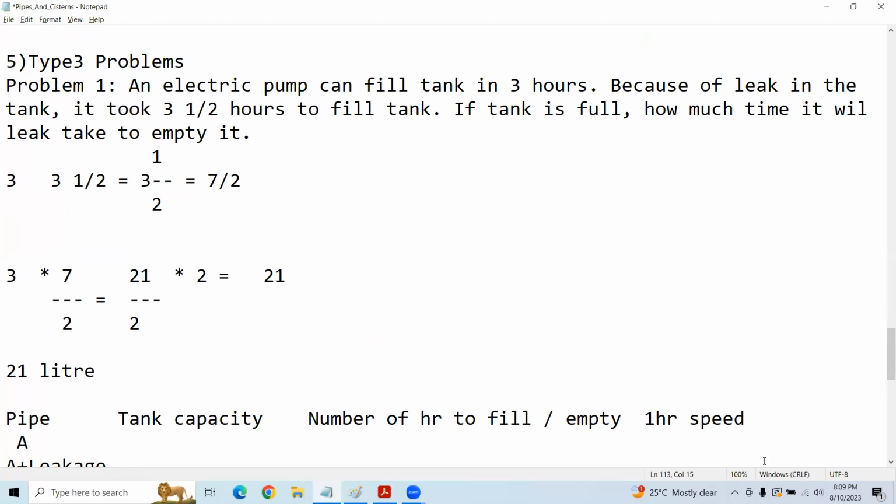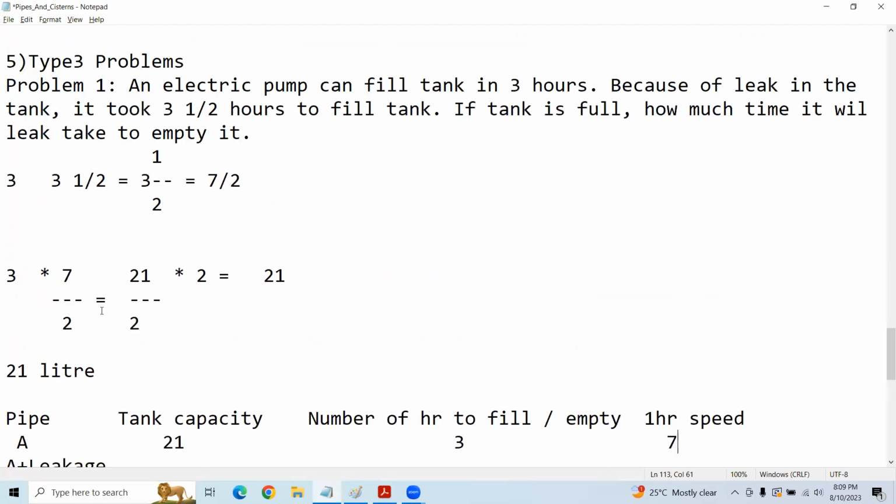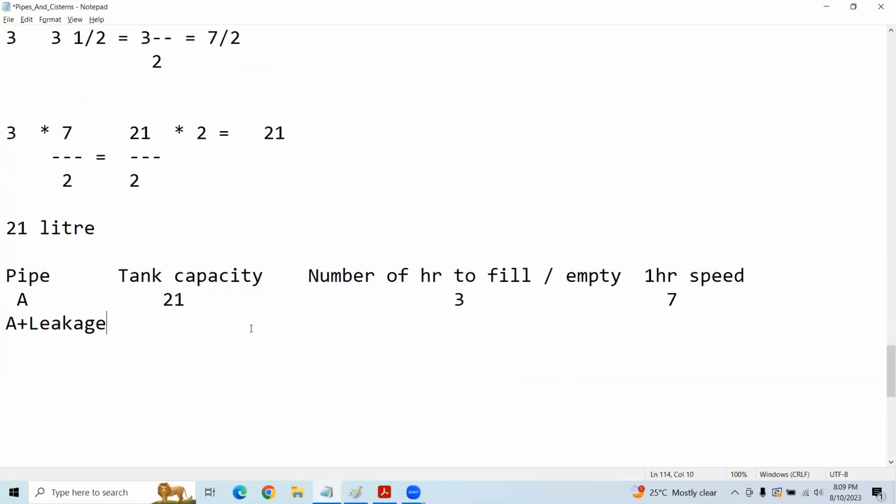So A, when we just have the electric pump, how much time is it taking? 3 hours. So 21, 3 hours. What is the 1 hour speed? 3 sevens are 21. So we can say that if there is no leakage, normally it will do 7 liters in 1 hour. So 7, 7, 7 in 3 hours, that pump will completely fill it. Now, due to leakage, what happened? It took 7 by 2 time.